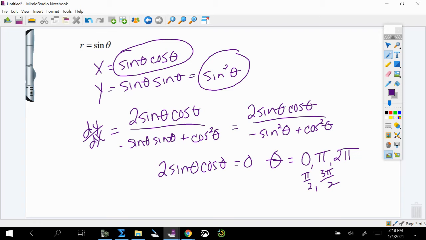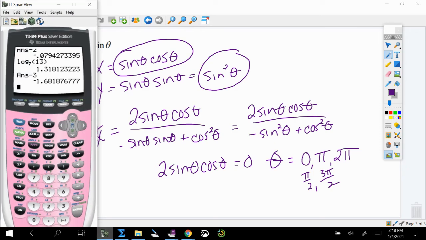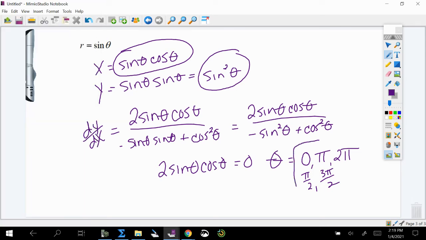3 pi over 2, you could check that by seeing what happens if I take the sine of 3 pi over 2. Square it and make it negative, so I end up with a negative 1. And then if I put cosine of 3 pi over 2 and I square that, I get 0. So we're still good. So I actually have a whole bunch of places where I have a horizontal tangent.